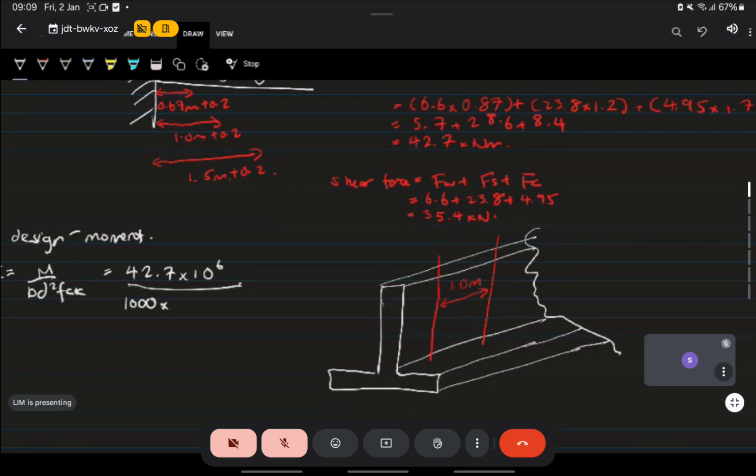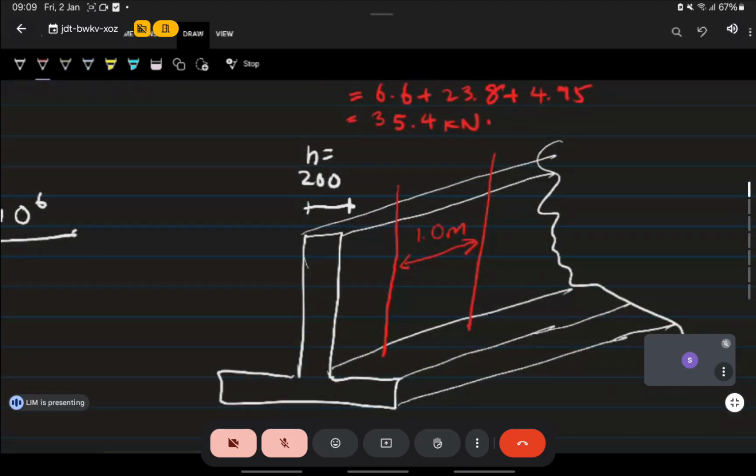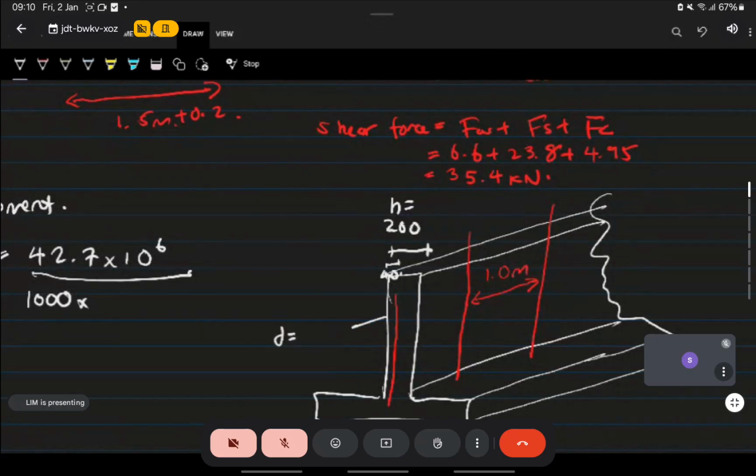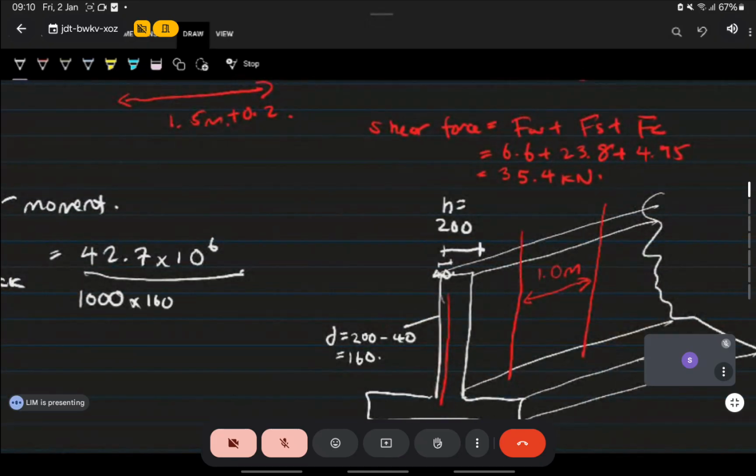And then the d. I told you just now the thickness of the wall is 200, but that is the h. You obviously will have reinforcement. It's going to bend this way, so reinforcement is going to be here, and you need cover. Let's say we've done the cover calculation, 40. So your d is your thickness 200 minus the cover 40, so 160. Your d is 160 squared times fck 30, given in the question.